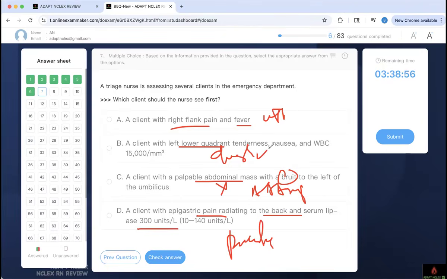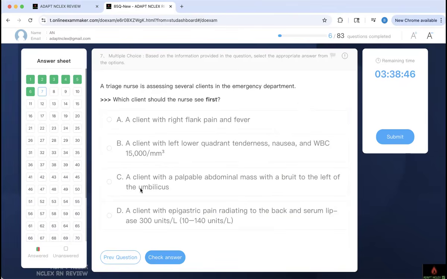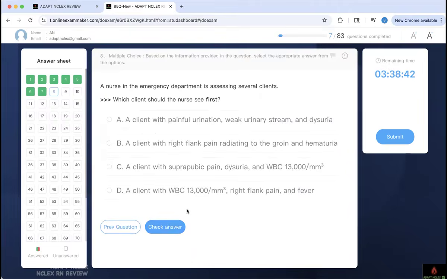I see diverticulitis, UTI. This is infection. It's not yet sepsis. And I see mild pancreatitis. I'm going to pick C because this patient is bleeding and is going to rupture. Next, in the emergency department, the nurse is assessing several clients. Which client should the nurse see first? Same thing, prioritization. If you use that strategy, you can answer all these questions right.